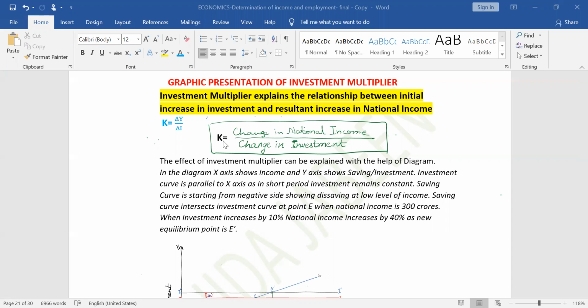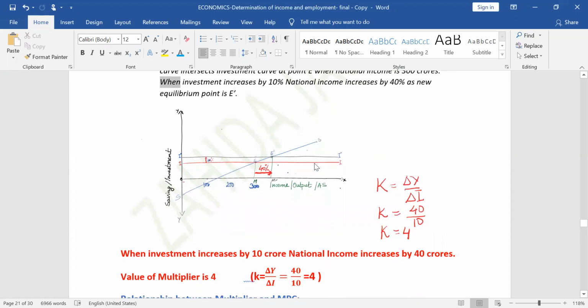Here the basic formula is K, the investment multiplier, equals change in national income divided by change in investment. Delta Y is change in national income and delta I is change in investment. So it explains the change in national income due to change in investment. This can be explained with the help of a graph. We will make a diagram.